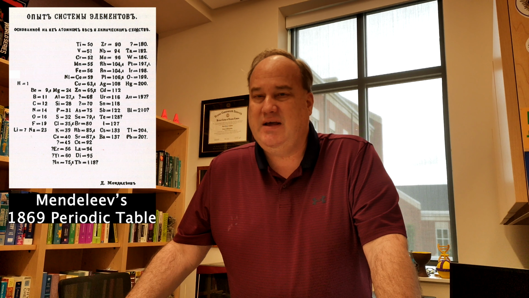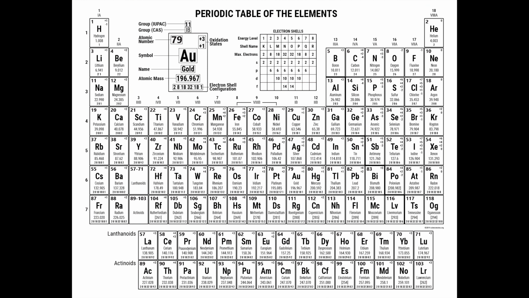He was so confident in these patterns that he left blank spaces for elements that hadn't even been discovered yet, and he predicted their properties. And of course, yes, he was right. That's how the periodic table earned its nickname, the chemist's crystal ball. Mendeleev's first periodic table, published in 1869, organized the 63 known chemical elements at the time by their atomic weight and chemical properties. Today, there are 118 known chemical elements organized in a similar fashion.